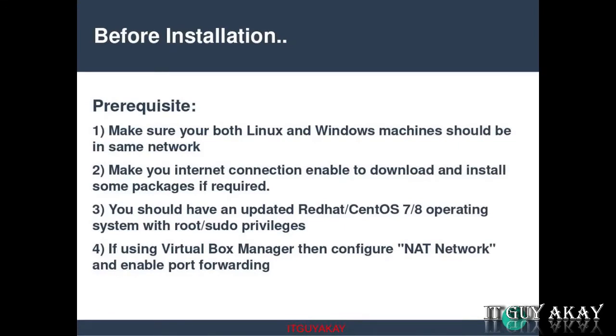There are some prerequisites to follow this tutorial. Make sure both your Windows and Linux machines are in the same network. Make sure your internet connection is enabled to download and install some packages if required. You should have an updated Red Hat or CentOS 7 or 8 operating system with root or sudo privileges. If using VirtualBox Manager, then configure NAT network and enable port forwarding.